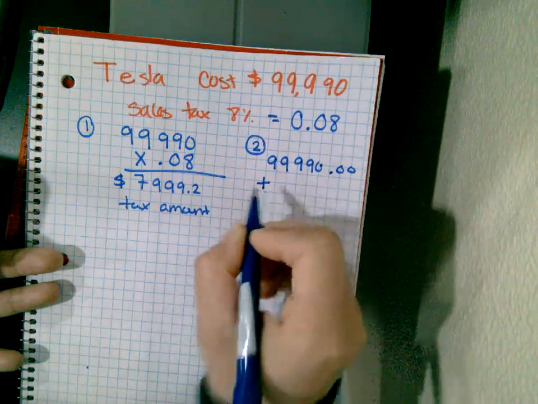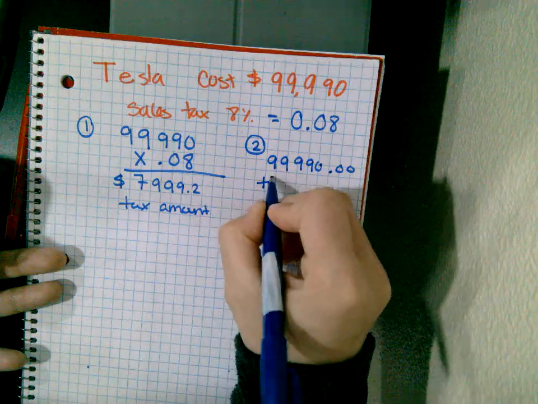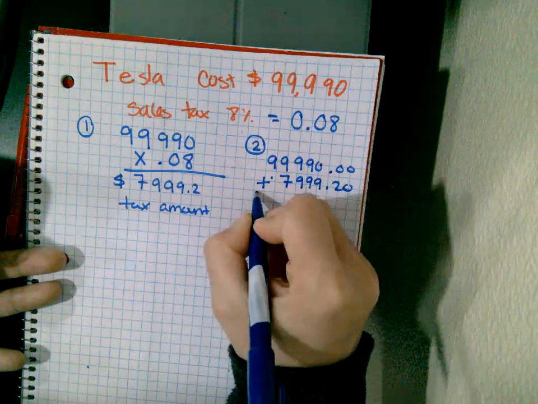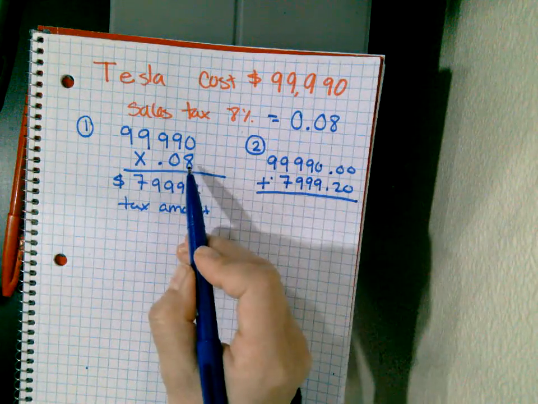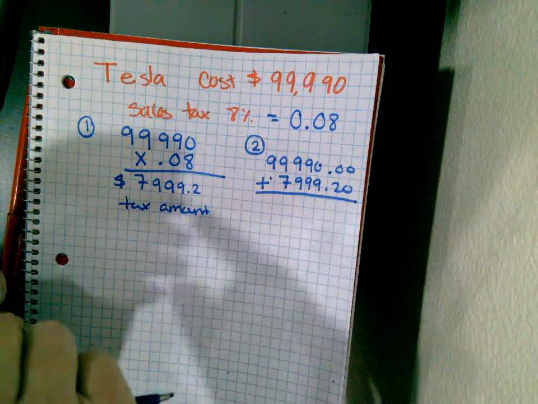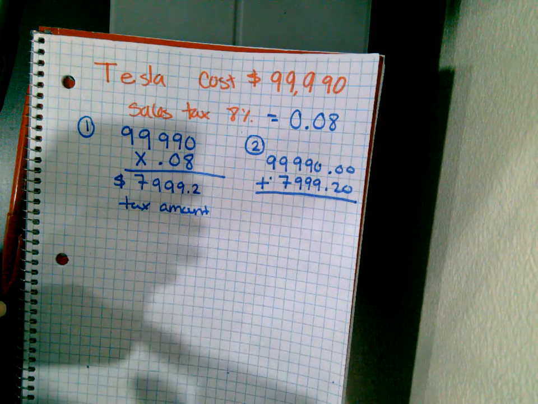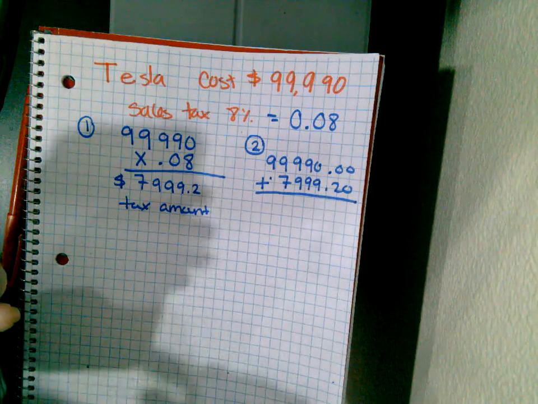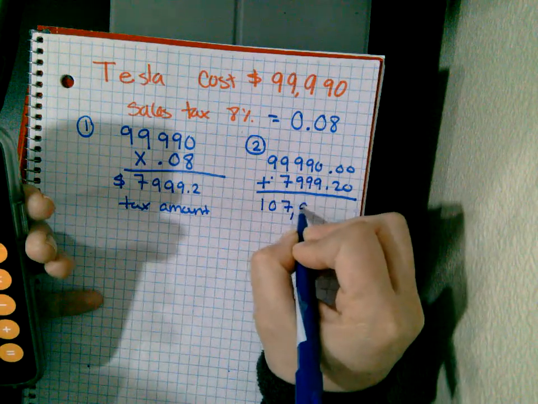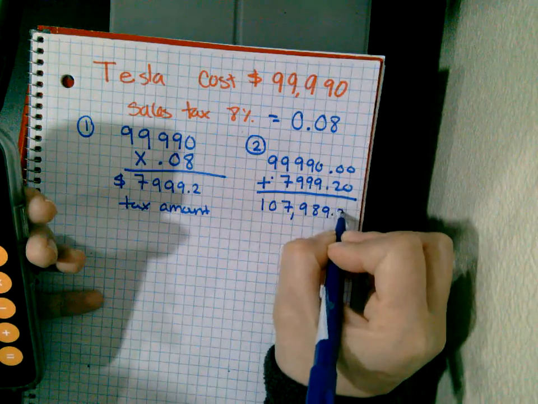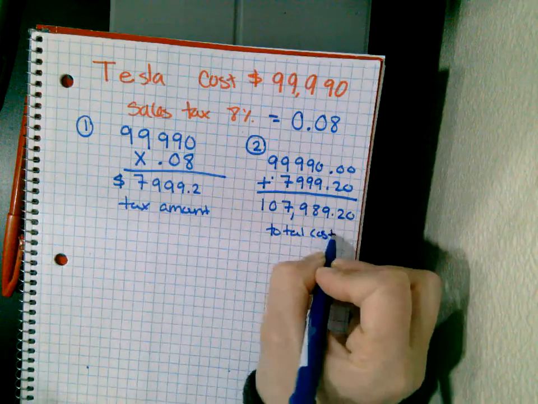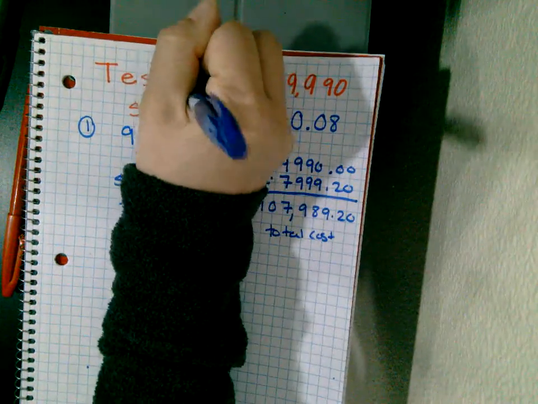We're going to add. So the key thing is to line up your decimals. Okay, so this is if I go to Newport Beach and buy my Tesla there, I'm going to add this. So let me finish it out. Plus 99,990. That's 107,989.20. That's my total cost of this Tesla X, right?